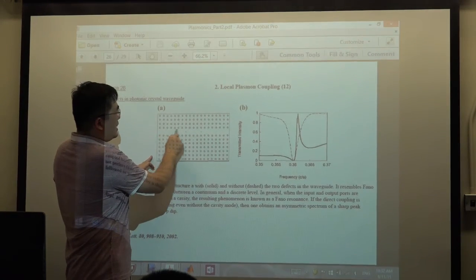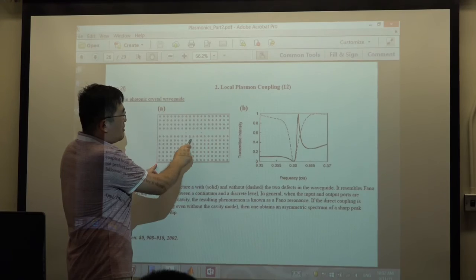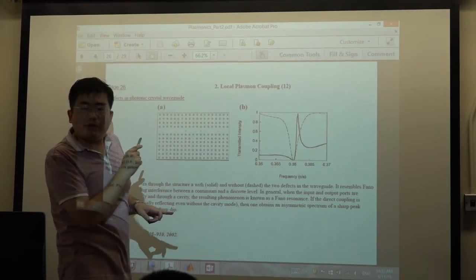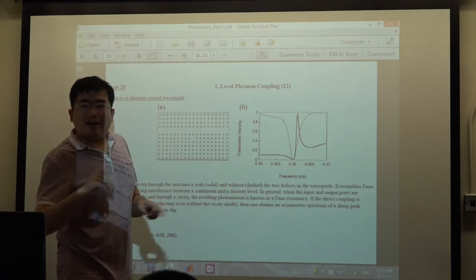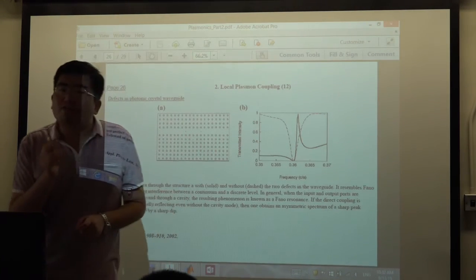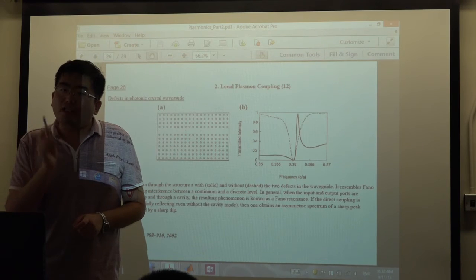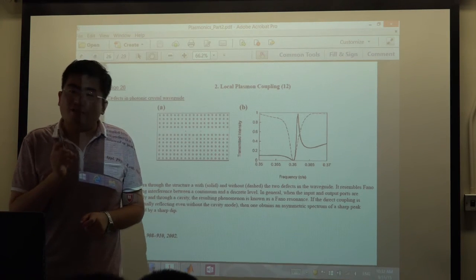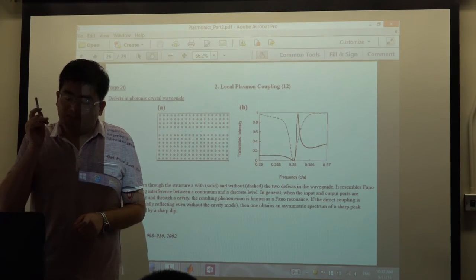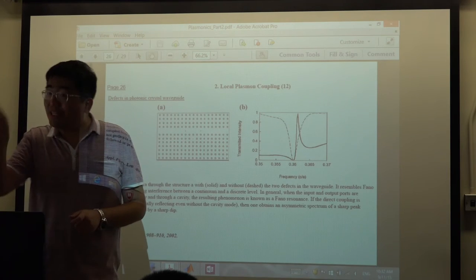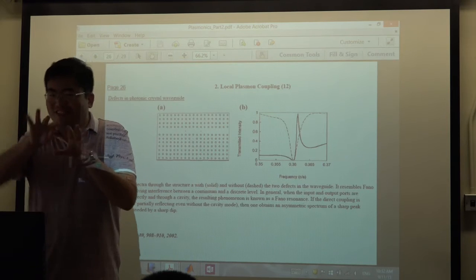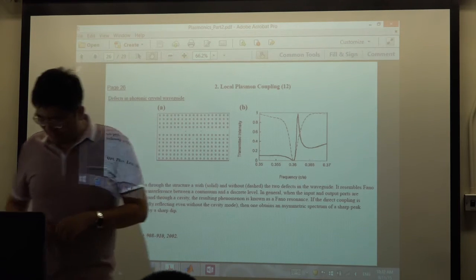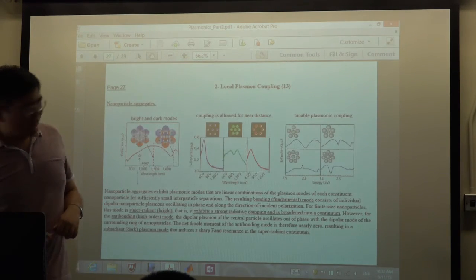Because first, this incident wave, the reflective wave only has the cavity. But here, there are many reflective waves interfering with each other. So for Fano resonance, the most important thing is interference: destructive interference between the continuum and the discrete. So it will introduce this interference. Initially the interference is not enough, not complicated.